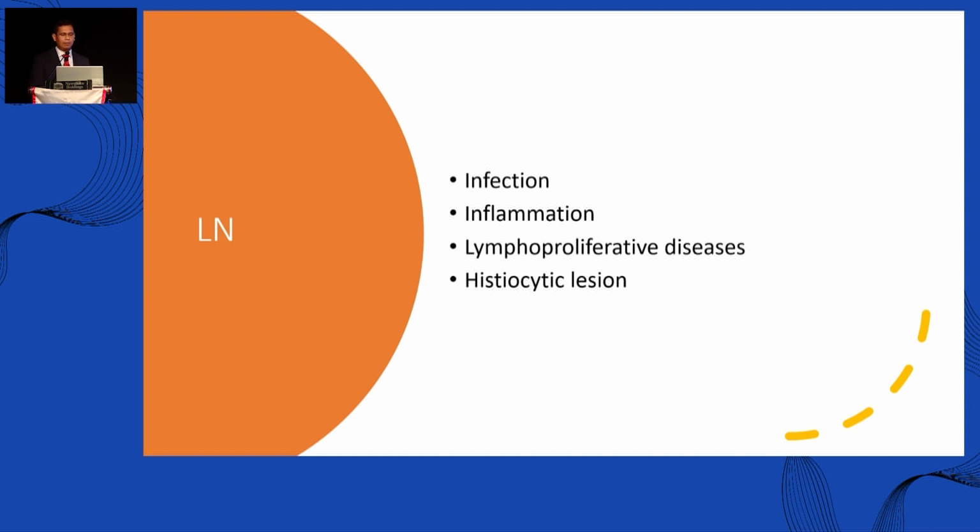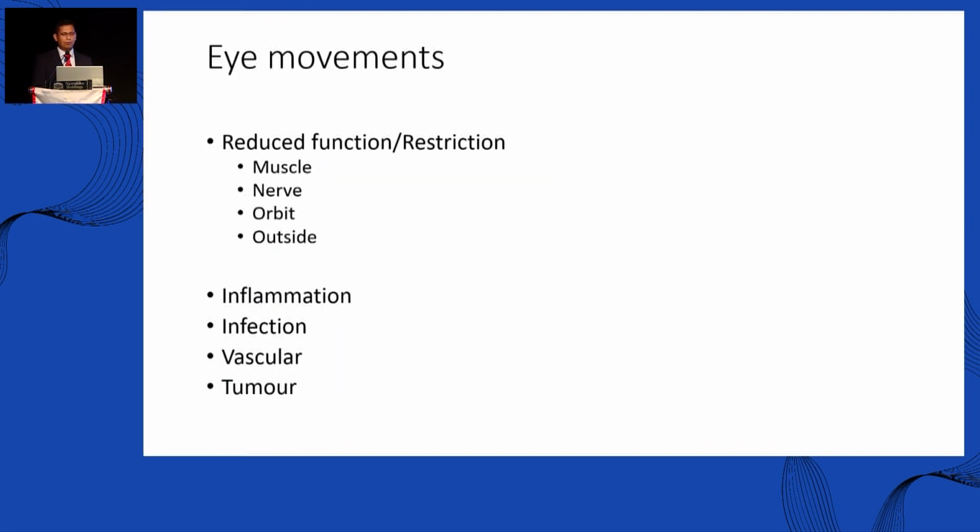So now still you haven't touched the patient, but you have noticed what is happening, so you have a vague idea of what is happening. Then you have to check for eye movements in all positions, all gazes. So reduced function, or it might be a restriction of movements. So it can be the muscle involvement, or it can be nerve, orbital involvement, or outside. So the causes can be inflammation, infection, vascular, or tumor causing this.